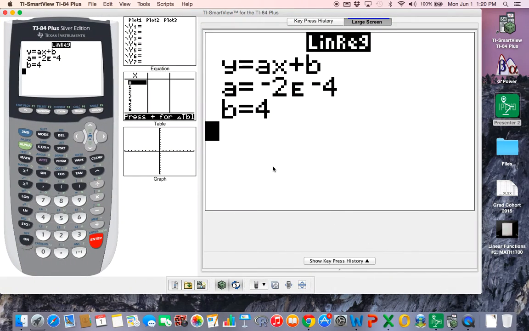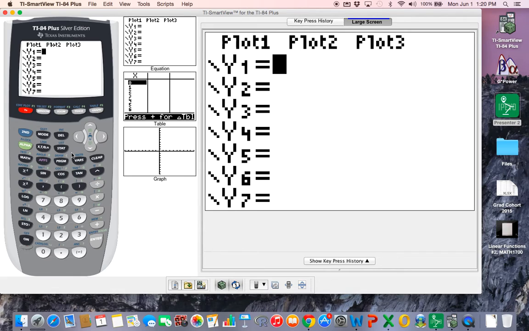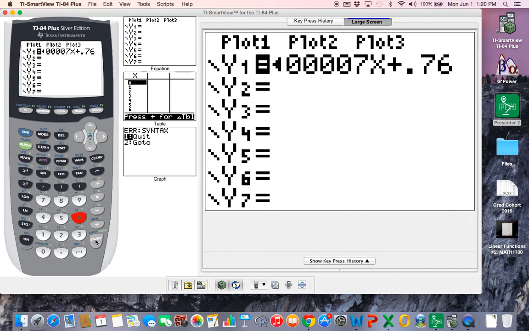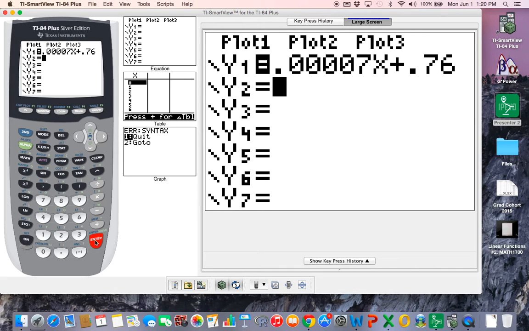Let's go back in here and let's go to y equals. And I want to put in 0.00007x plus 0.76. And I want to show you a function here on your calculator that shows how to find the intersection of two lines. Comes in really handy here because the equilibrium point is the intersection of the two lines.